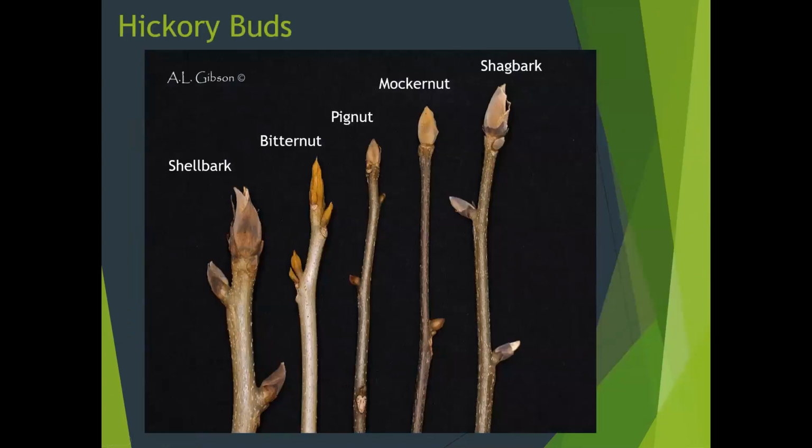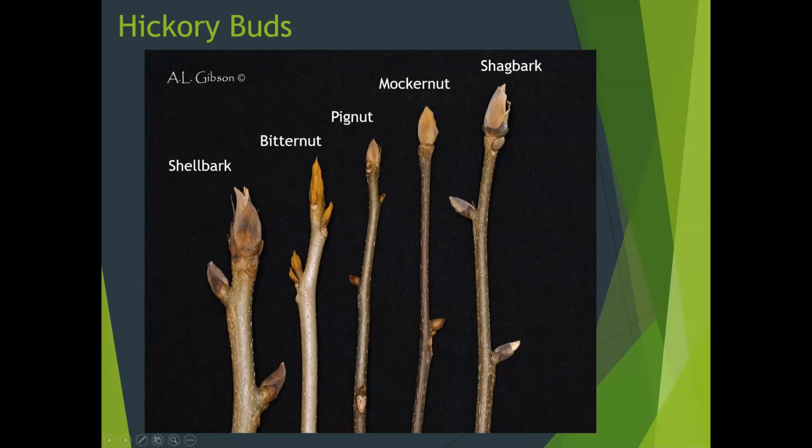These are all hickories, and the twigs look very similar, but the buds are what really make the difference. So again, here's our bitternut, the naked bud. The pignut is actually a scaled bud. It has 2 scales, but they drop off during the winter. And then the shagbark, which has this big sort of shaggy bract over the bud. That's the main way to tell those 3 trees apart.